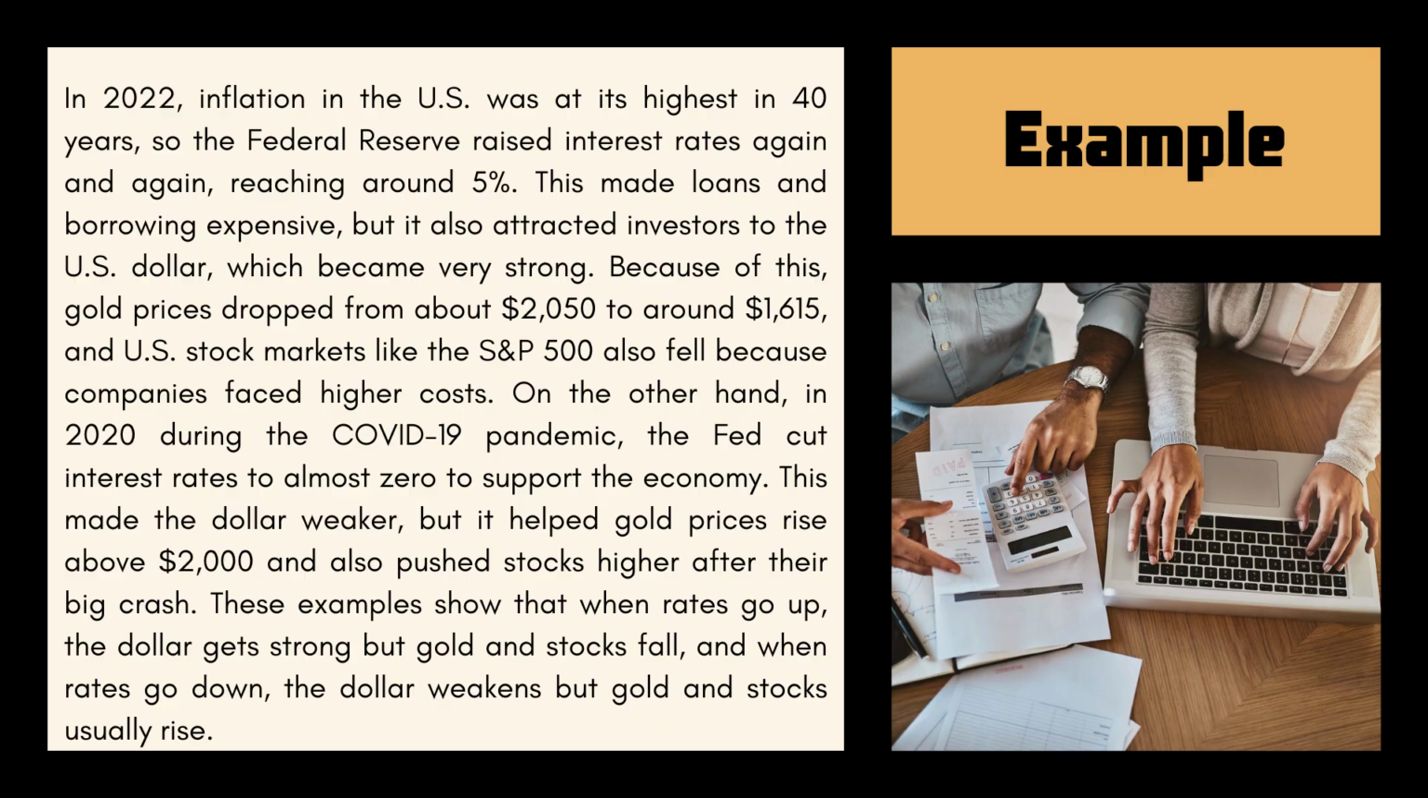On the other hand, in 2020, during the COVID-19 pandemic, the Fed cut interest rates to almost zero to support the economy. This made the dollar weaker, but it helped gold prices rise above $2,000 and also push stocks higher after their big crash. These examples show that when rates go up, the dollar gets strong, but gold and stocks fall. And when rates go down, the dollar weakens, but gold and stocks usually rise.